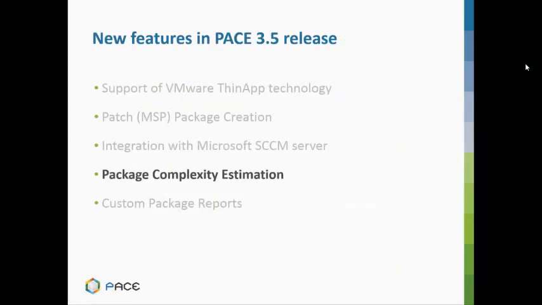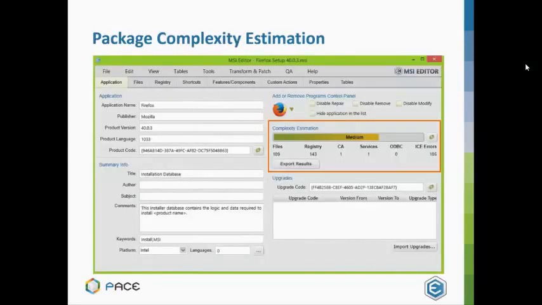The next functionality is the estimation of package complexity. This function is called to optimize forecasting of your packaging efforts and sometimes the forecasting of your revenue, especially when you need to deal with a considerable amount of packaging workload ahead. So, to receive the calculated complexity level, just open your package in the MSI editor, and on the Application tab, you will automatically get a calculated package complexity level.